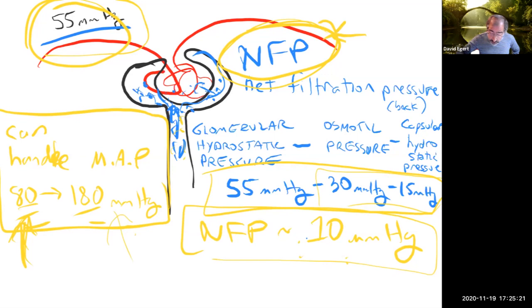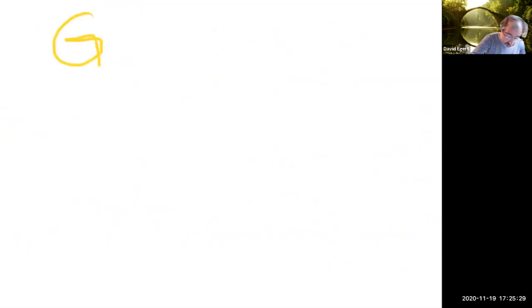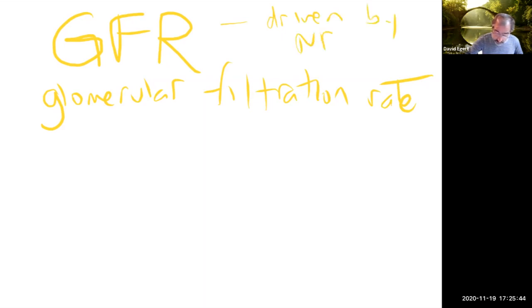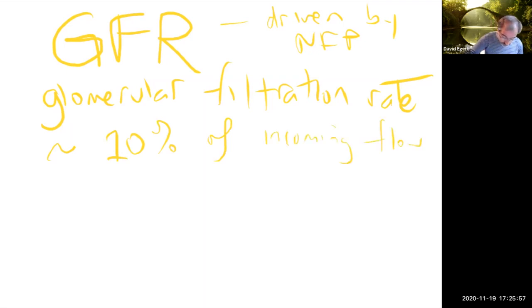So net filtration pressure is driving what we call the glomerular filtration rate. So you should know this, GFR. This is driven by the net filtration pressure. And we've just mentioned this already. This is usually around 10% of the incoming flow.